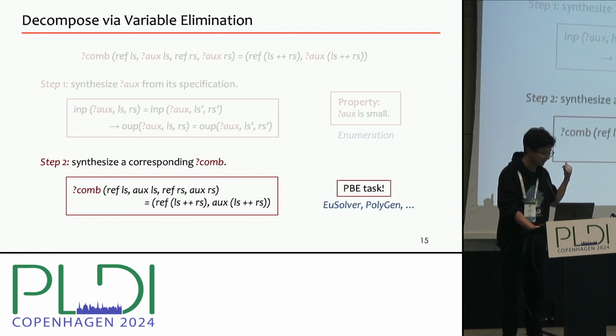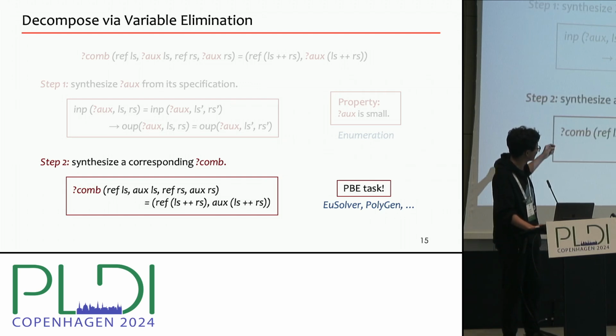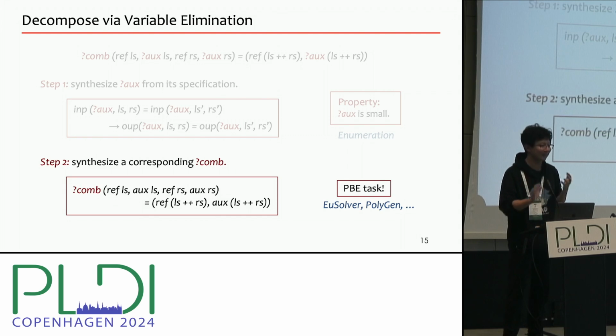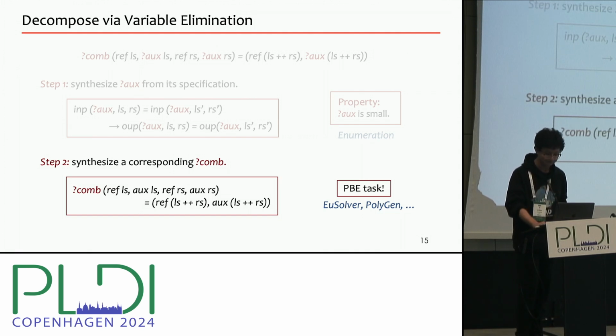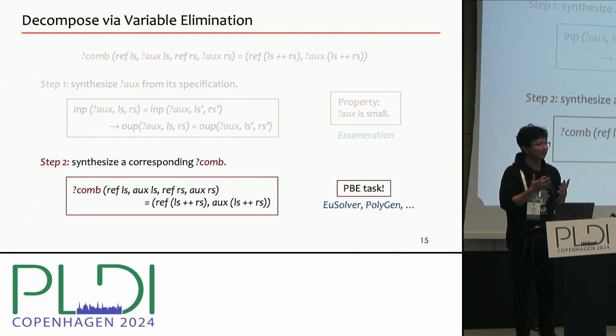And for the second subproblem, it is a very standard programming by example task, right? It is in an input-output form, and both the input and output are known. So we can just extract many concrete input-output examples and let existing programming by example solvers help us solve everything. Okay, so this is the overall idea of the decomposition.